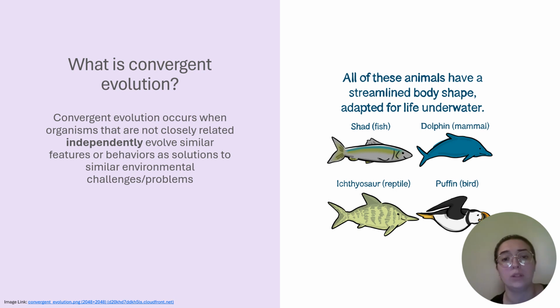This phenomenon can be observed all over the tree of life, and as we see in the diagram on the right here, all these different animals have a streamlined body shape, adapted for life underwater, but they come from very different times and they're all very different animals.